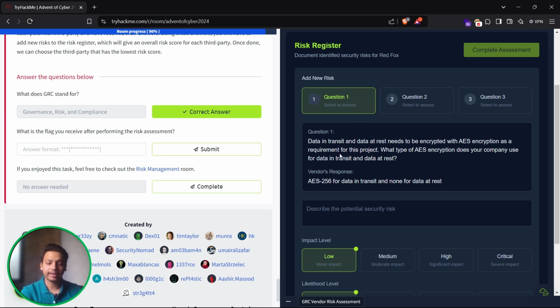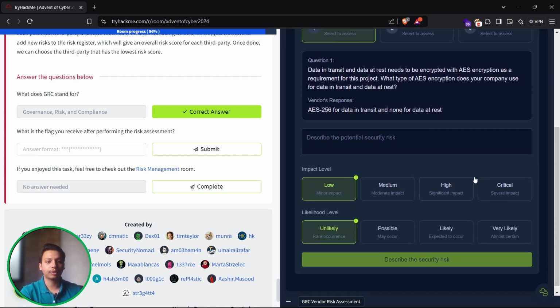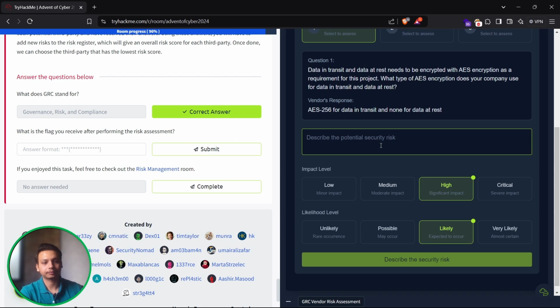Data in transit and data at rest needs to be encrypted with AES encryption as a requirement for this project. What type of AES encryption does your company use for data in transit and data at rest? The vendor has replied AES 256 for data in transit and none for data at rest. So it is going to completely impact our risk, right? There is a huge impact if the data is at rest, so just make it significant impact and expect it to occur.